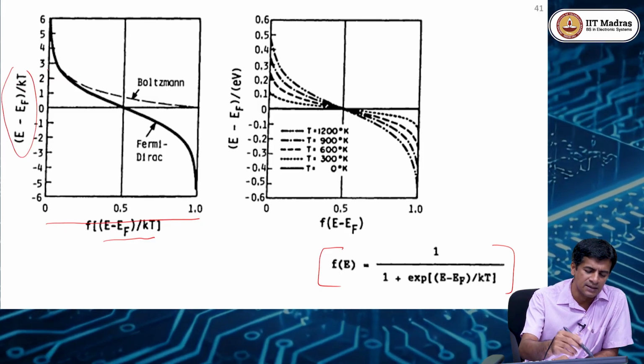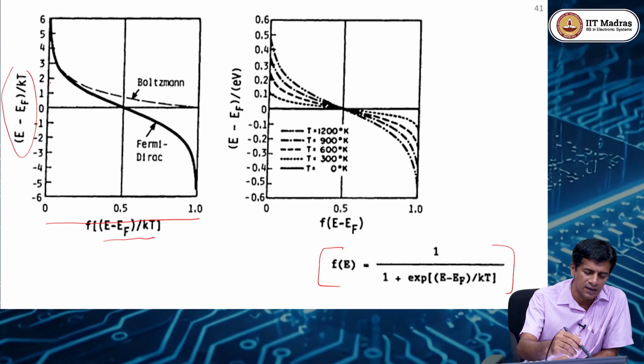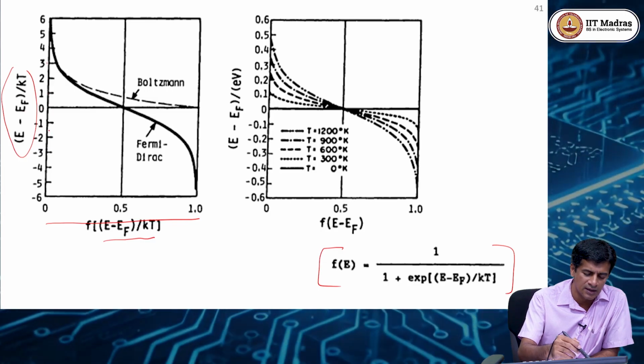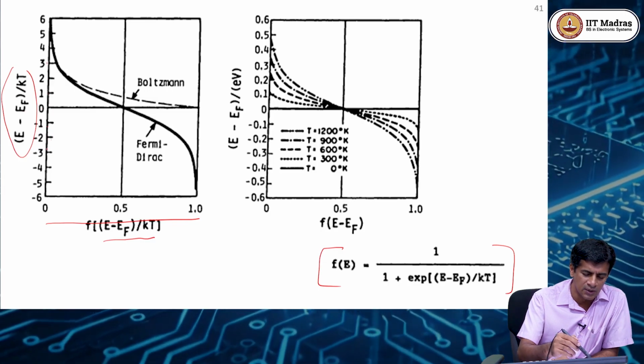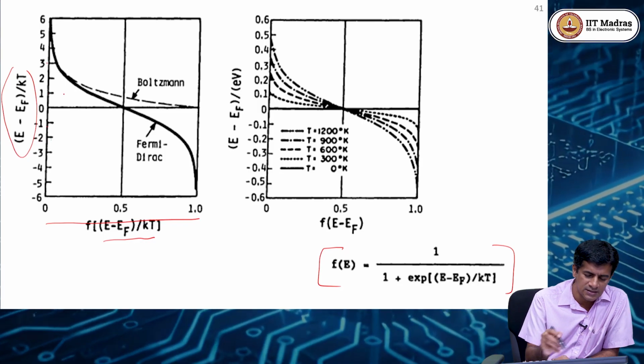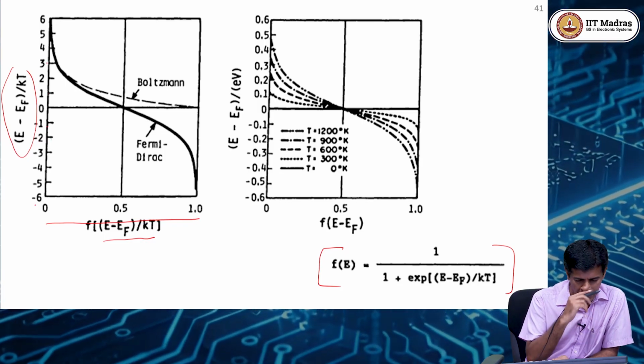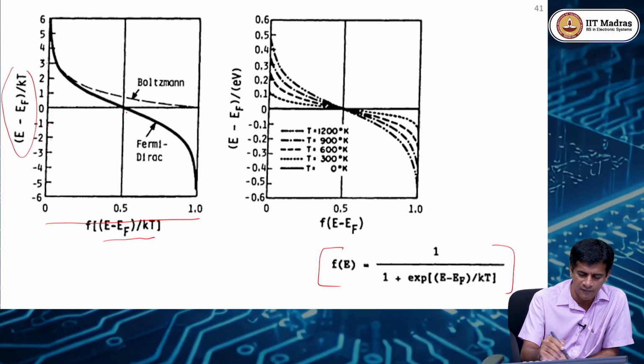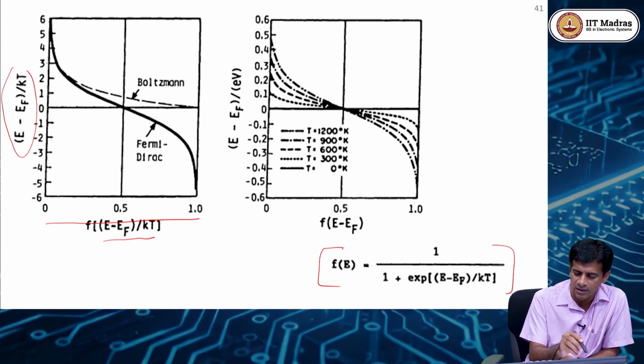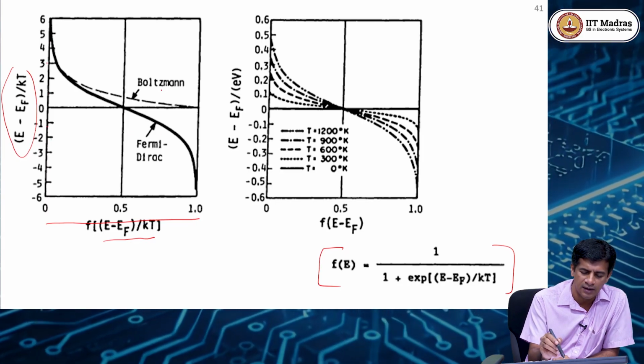So you are changing by the amount of KT. For example, this is 1 KT, 2 KT, 3 KT, like this. Similarly, this is minus 1 KT, minus 2 KT. So here energy is going below the Fermi level. So you can see this is actually a symmetric function at 0 Kelvin. Okay, so this is a symmetric function, right?